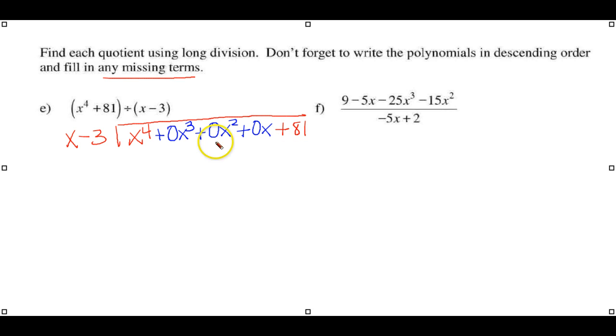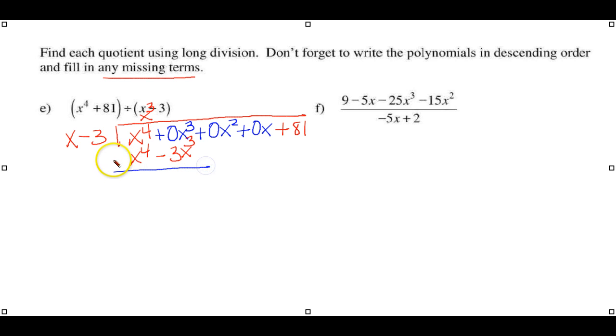So when we don't have powers of our variable, we put placeholders so that when we do the division, we have like term columns that we can fill in. So let's work on this one. X goes into there, we know x to the third times. X times this is x to the fourth. A negative 3 times this is a negative 3x to the third.